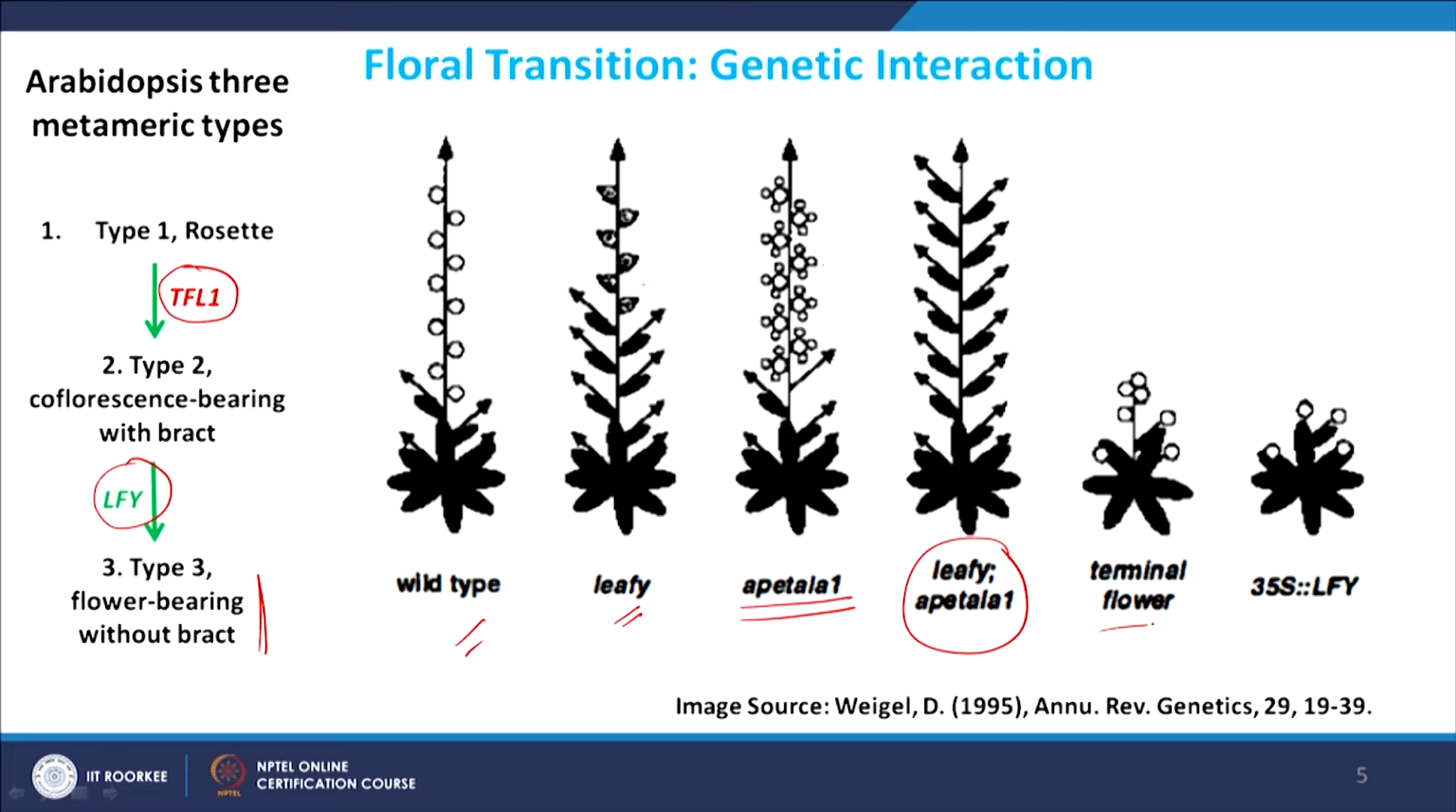And this is your terminal flower. When you have a terminal flower mutant, you have a terminal flower. And another thing you can see, if you overexpress LEAFY, it looks like the terminal flower mutant. So, all these interactions suggest that LEAFY and AP1 are very important factors in giving floral meristem identity to the peripheral meristem developing at the inflorescence, and TFL is a negative regulator of floral meristem identity.